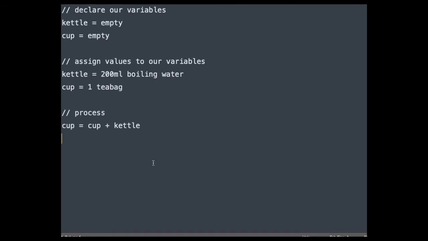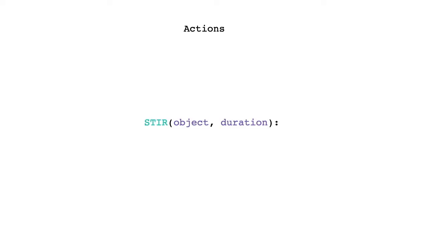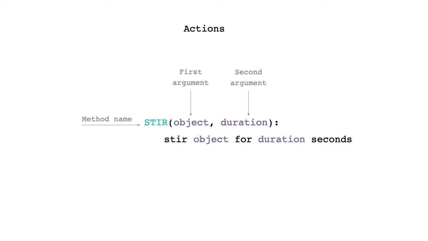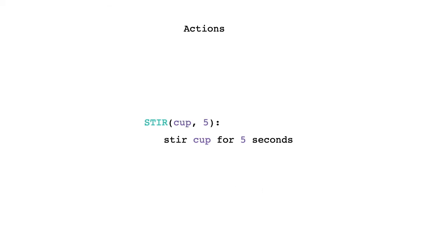Now we can tidy this by using methods. So that's brew the cup for 2 minutes, stir the cup for 5 seconds, serve the cup. This stir method requires two arguments. The first is the object we want to stir, and the second is the duration. This format means we don't miss anything. Arguments are values which we can pass into the method. These values are then used inside the method, which is to stir the given object by the given duration in seconds. The object is the cup, and the duration is 5 seconds.